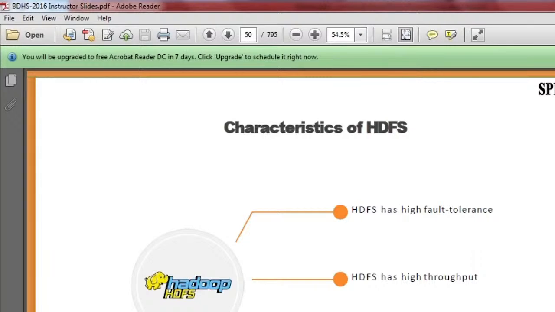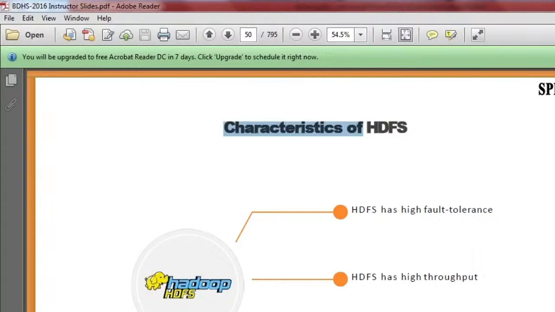The second thing is it has high throughput. Let's just assume we are combining so many nodes together, so we are adding up all of their throughput, right? So it is a very high throughput, and it is economical, which means I don't end up paying a lot of dollars for a high-end server if I distribute the data across multiple nodes. So it's a very cost-effective solution. These are some of the characteristics of HDFS.